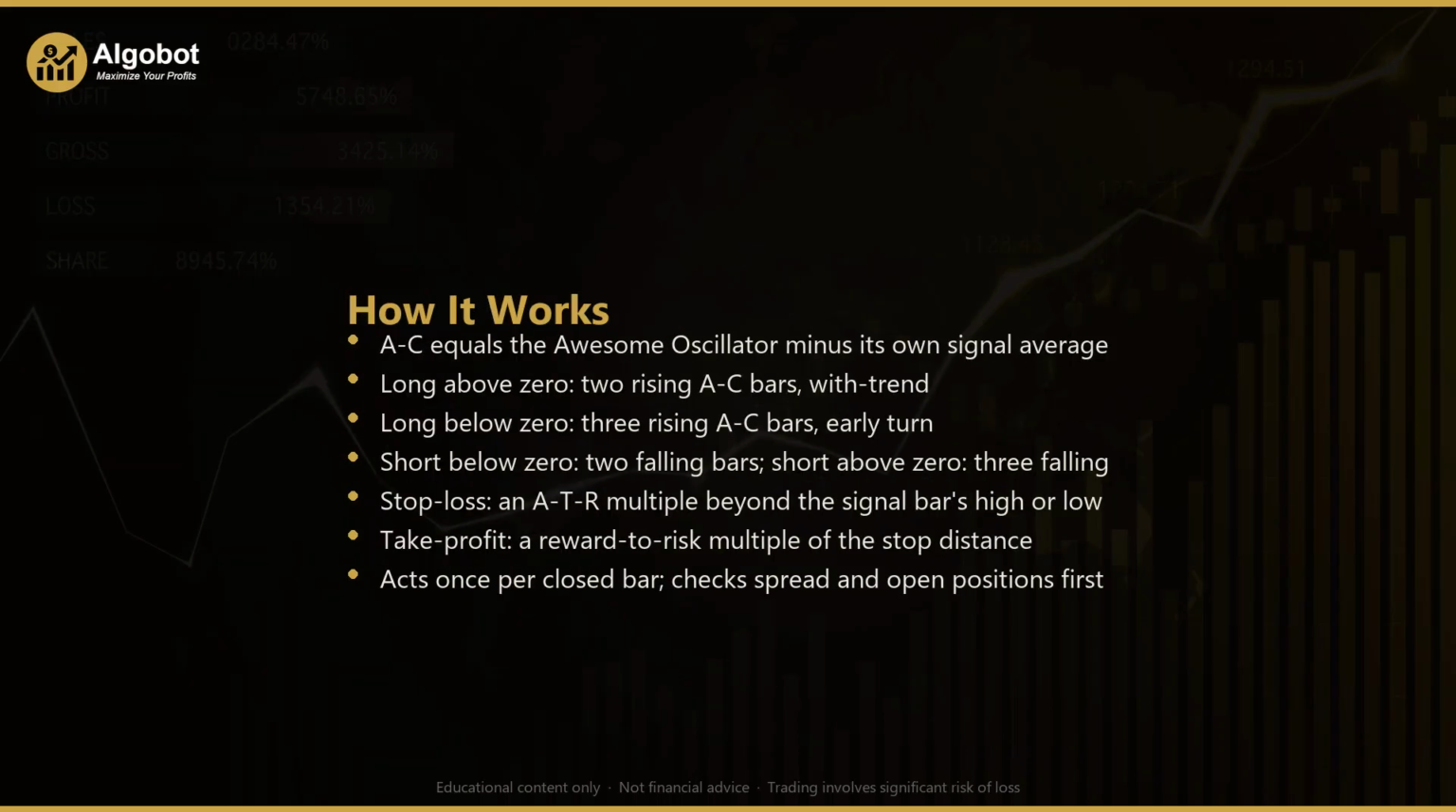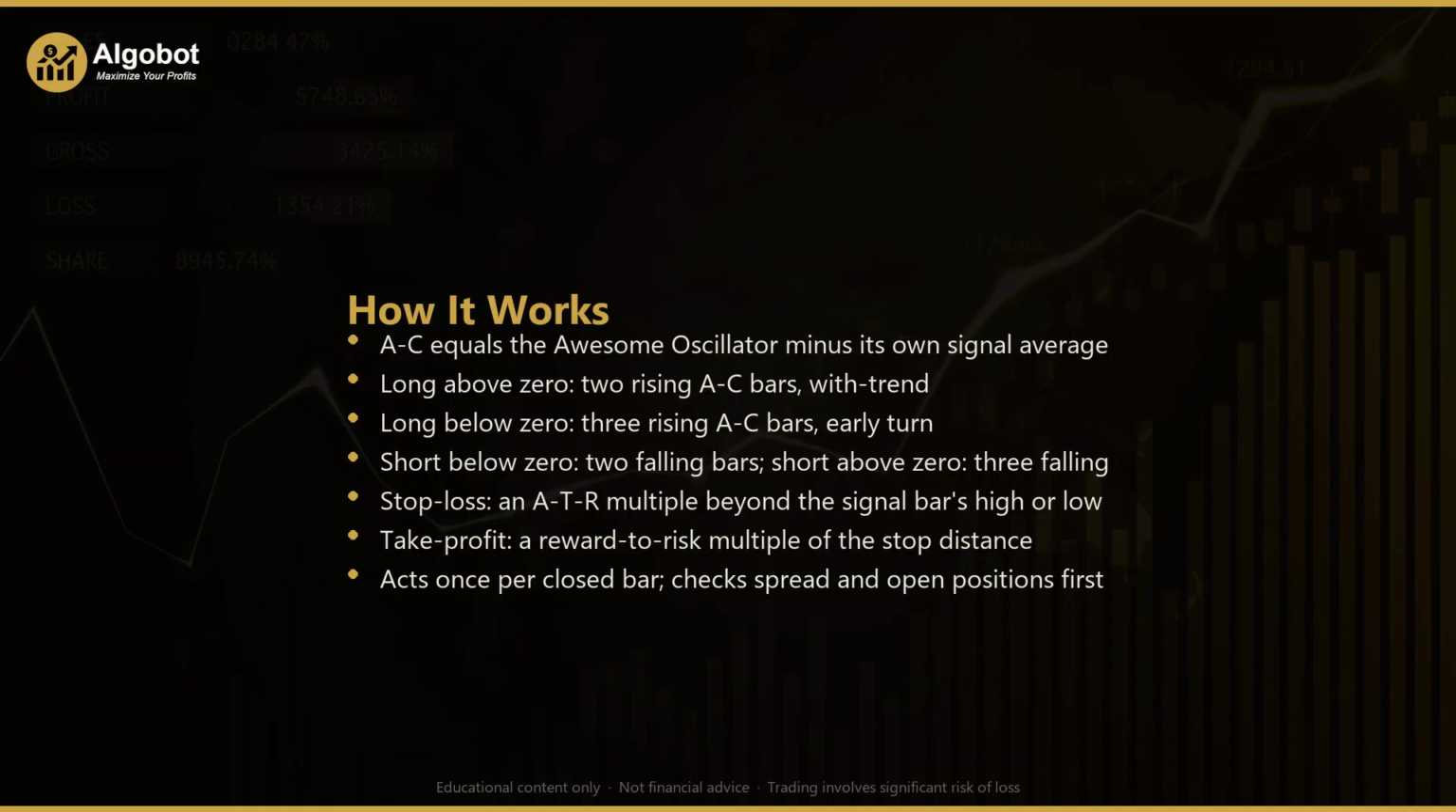Let's walk through the exact logic the expert advisor follows, step by step. The strategy acts once per freshly closed bar. On each new bar, it first checks that it has enough history to compute everything, that it has no open position for its magic number, and that the current spread is within the allowed maximum. Only then does it evaluate signals. It calculates the accelerator oscillator for the 4 most recent closed bars, which the code labels AC0 through AC3. AC0 is the latest closed bar, and AC1, 2, and 3 step further back in time. Every signal is a comparison of these values.